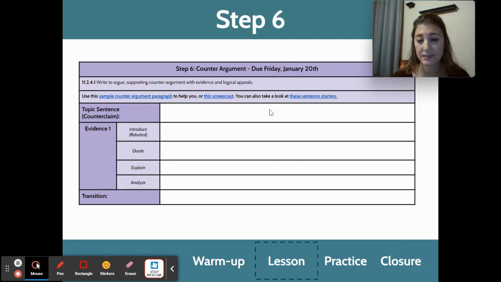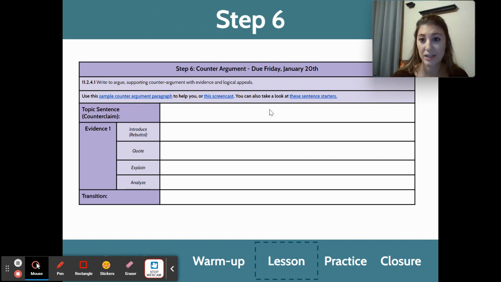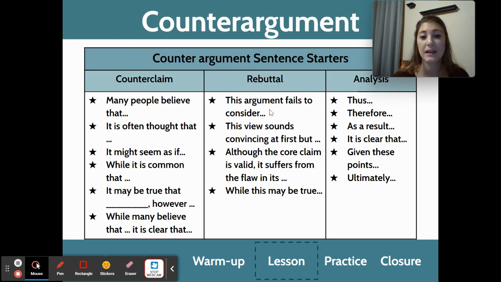So your topic sentence is kind of going to be like your counterclaim. So you might pick like, it is often thought that homework helps students learn, and then we go into that, introduce that rebuttal. And so we might say like, this view sounds convincing at first, but, and then that's where our quote would come in, right? Some sort of information to negate the fact that homework is actually necessary.